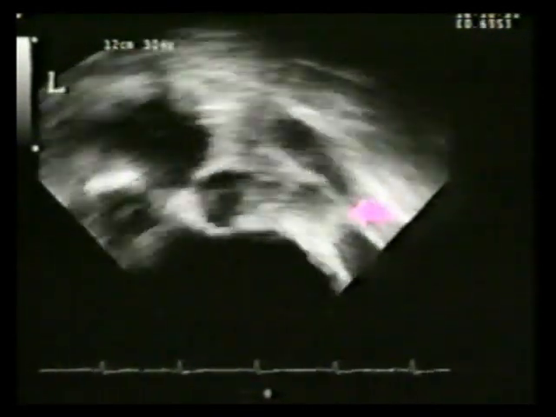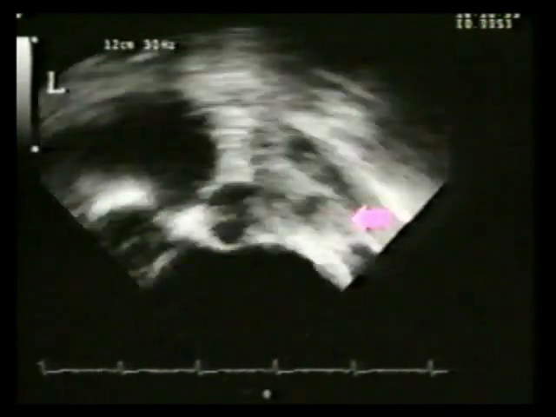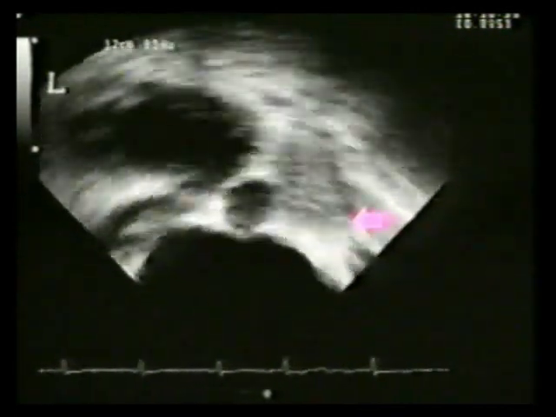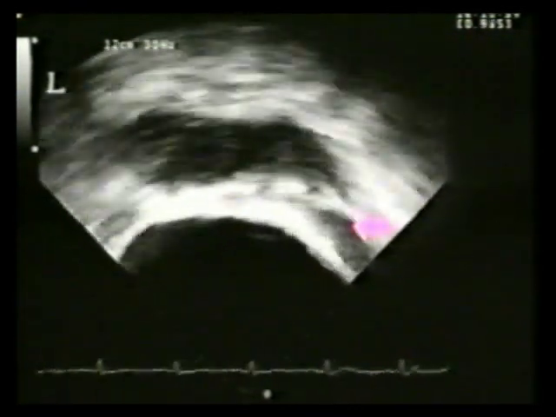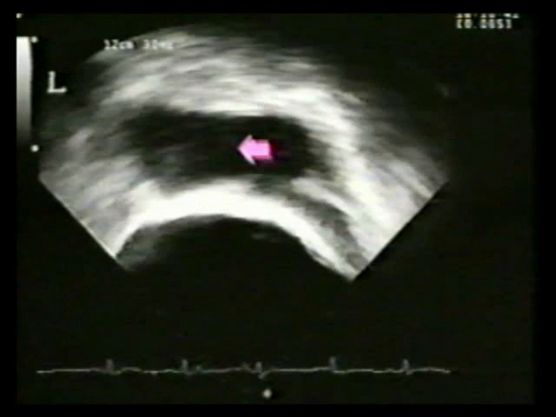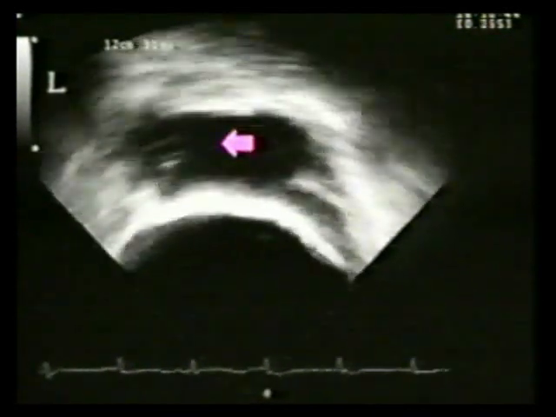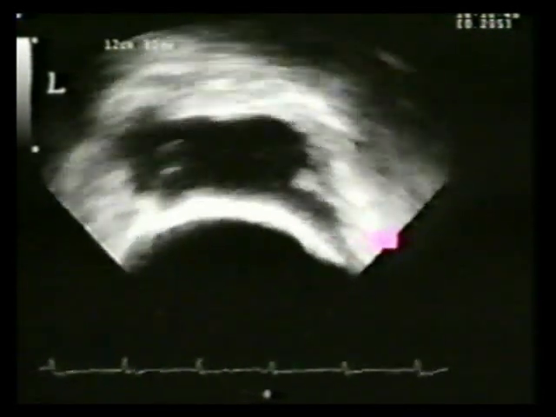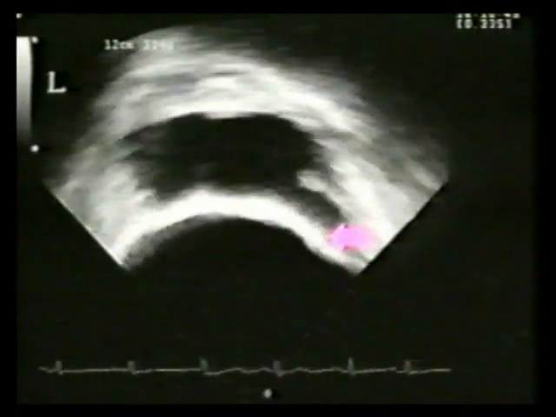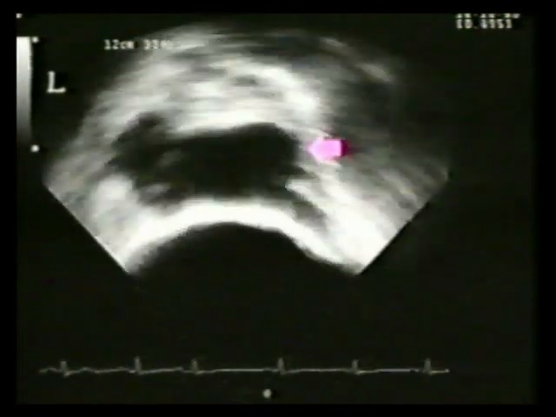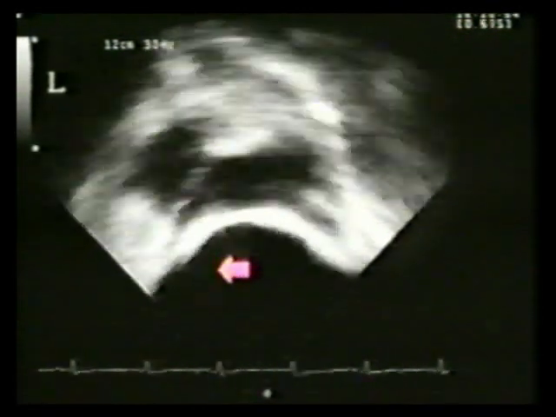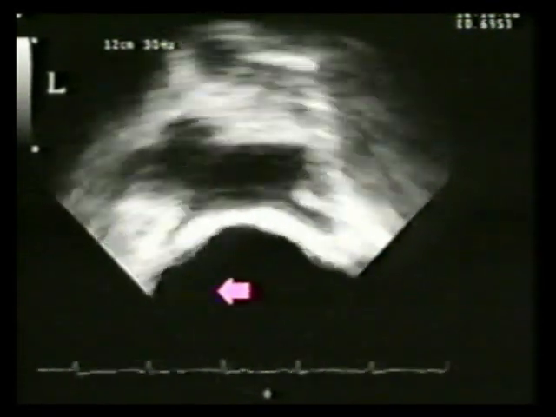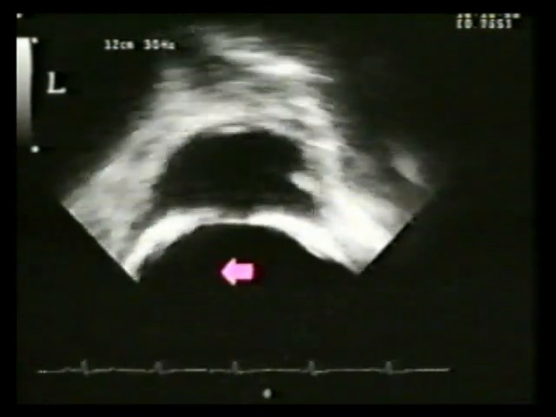As the transducer is slowly rotated rightward, portions of the superior vena cava come into view. The superior vena cava will be imaged in long axis and will enter the right atrial cavity. Notice portions of the tricuspid valve are visualized. Anteriorly, the right atrial appendage. The atrial septum separates left atrium from right atrium.